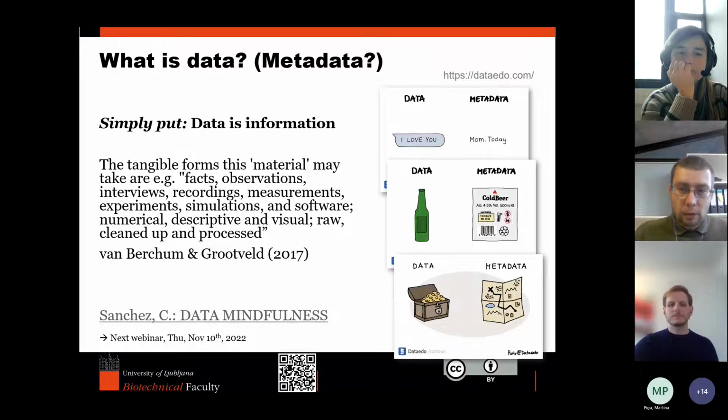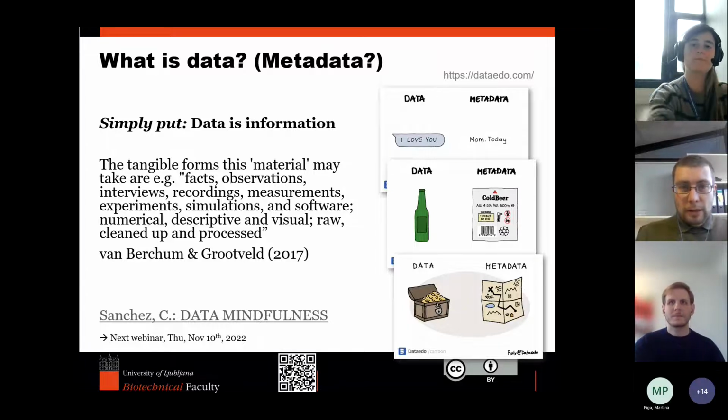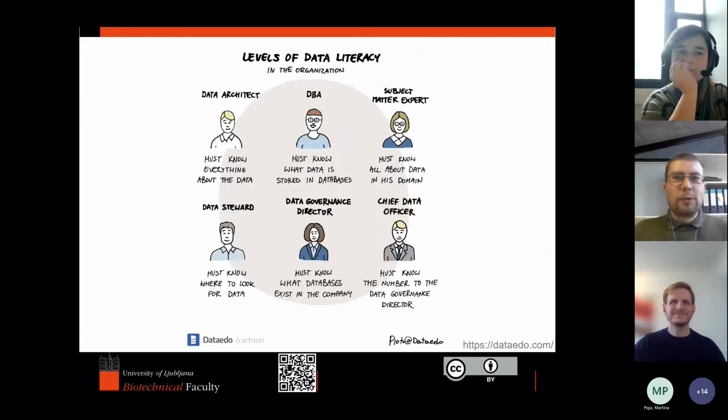Details really on metadata, how to structure this, how to handle this, and so forth, as we already heard from Lennart in the introduction, will be given in 2 days, this Thursday. Without further ado, let's take a look into practices with the data.